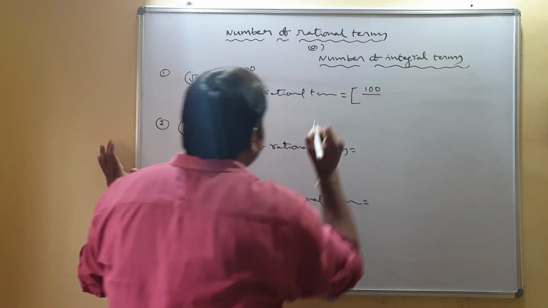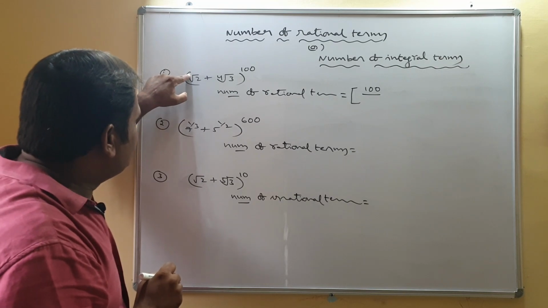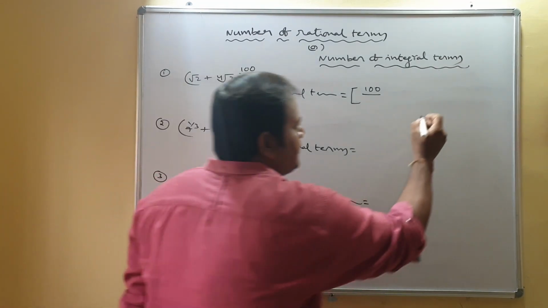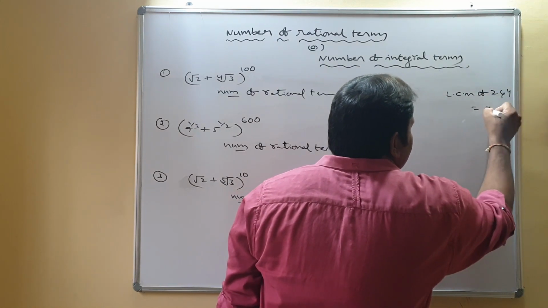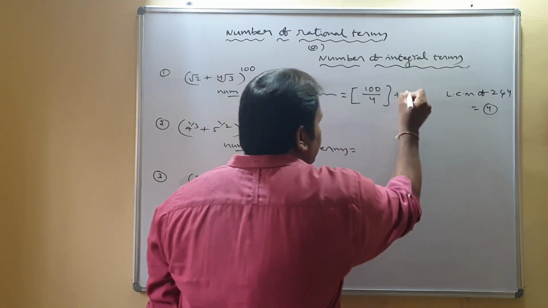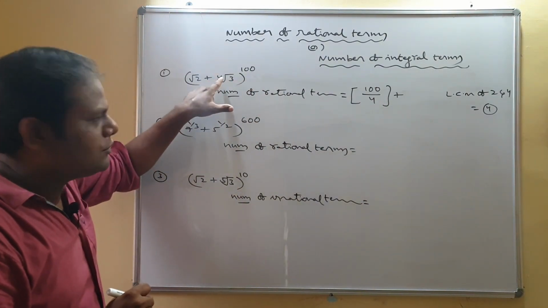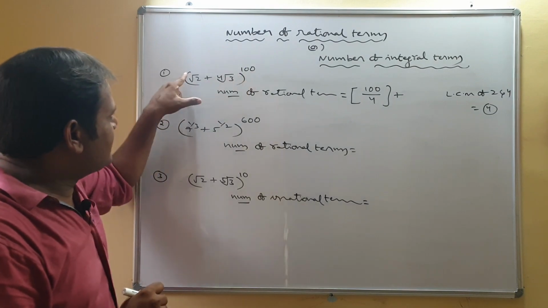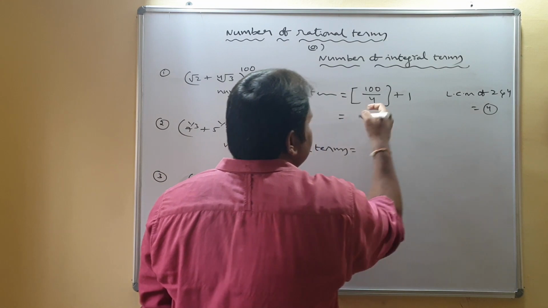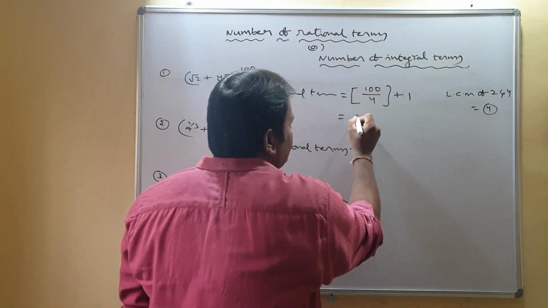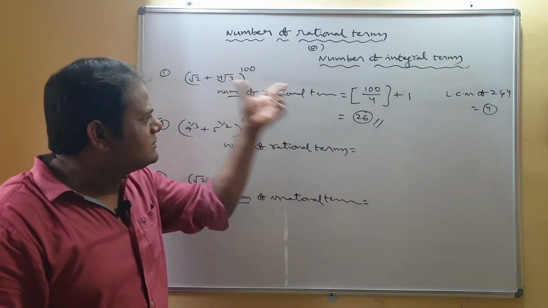100 by here, square root, 4th root. What is the LCM of 2 and 4? LCM of 2 and 4 is 4, right? So here you take 4 plus, you see that 100 is completely divisible by 4? Is 100 completely divisible by 2? Yes. So you take that plus 1. What is it? 25. 25 plus 1 is 26. So how many rational terms are there in this? 26.